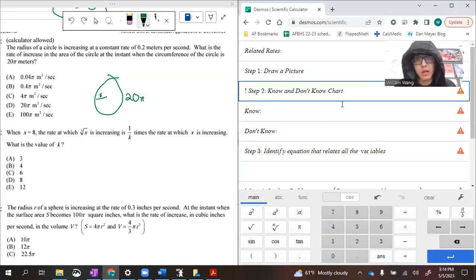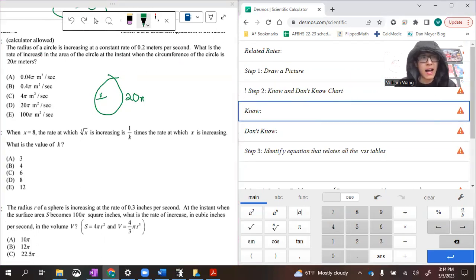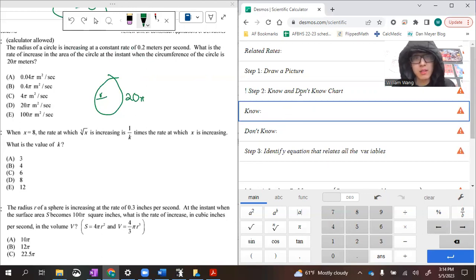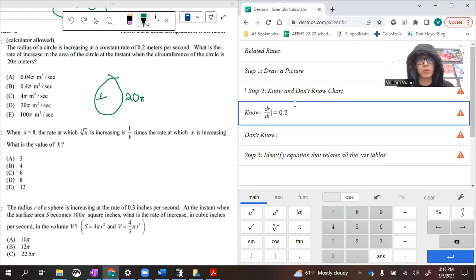Step 2, my know and don't know chart. What do I know? I know the radius of the circle is increasing at a constant rate of 0.2 meters per second. I put an exclamation point on this step because it's important for us to know how to write this. So it would be a mistake for me to say my r is equal to 0.2 because it does not say my radius is 0.2. It says the rate of change of my radius is 0.2. So really, it's dr over dt is equal to 0.2, and I'll put meters per second. Right? That's what I do know.